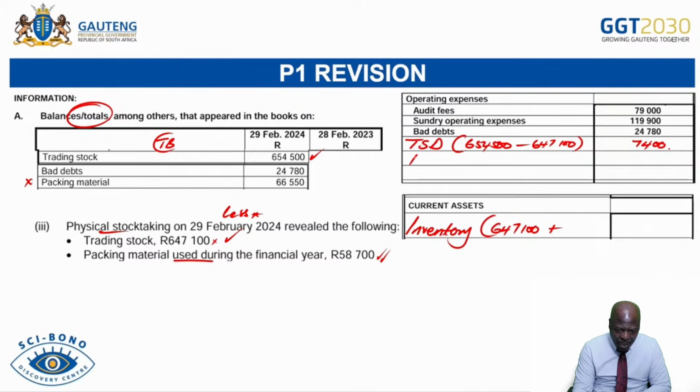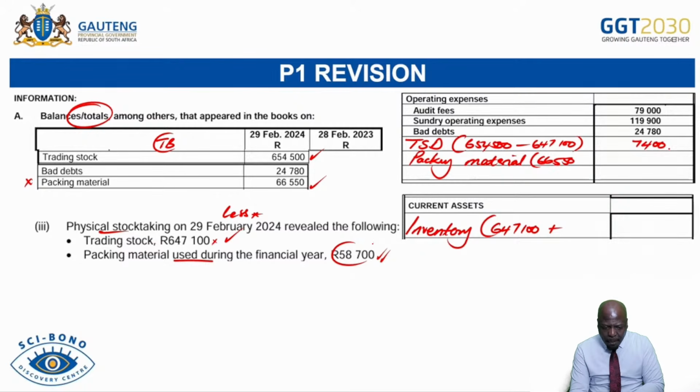So I come here, then I'm going to say packing material. Here I'm going to record the used amount. And my packing material used is how much? 58,700. But in the trial balance, I had 66,550. But you're telling me that I must record the used amount of 58,700. That should come in the final amount here, 58.7. So the difference between these two now is the packing materials on hand.